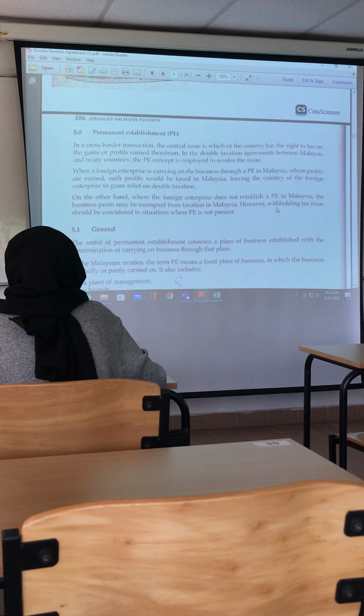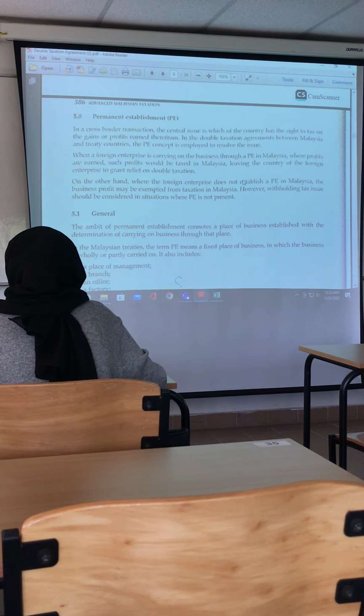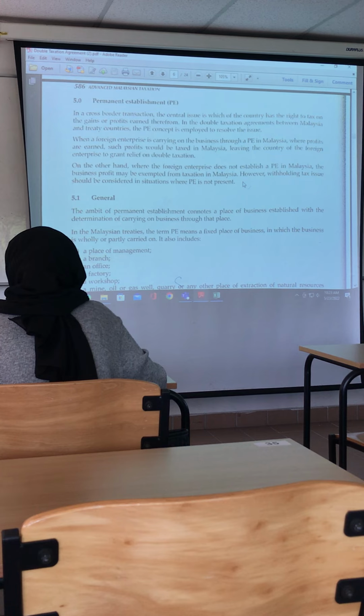When a foreign enterprise is carrying on a business, talking about PE is always talking about business income. If you have a business in Malaysia where profits are earned, the profit will be taxed in Malaysia. So it has a business through a PE in Malaysia, leaving the country of the foreign enterprise to grant relief on double taxation. On the other hand, where the foreign enterprise does not establish a PE in Malaysia, the business profit may be exempted from tax. However, the withholding tax issue should be considered in instances where a PE is not present.